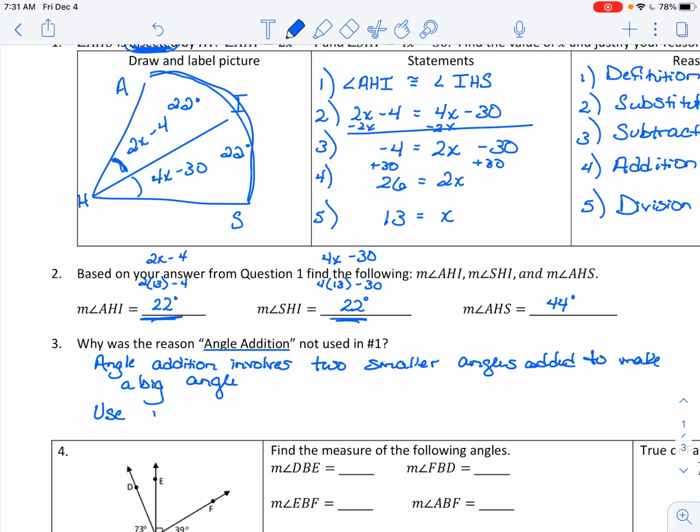we need to use definition of angle bisector. I should put that. Use the definition. Use what I did, my first reason there. Use that when it literally says it will use the word bisect. That's when I know the two parts are equal.